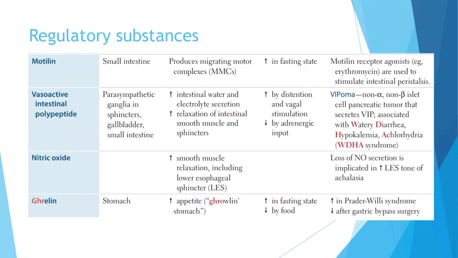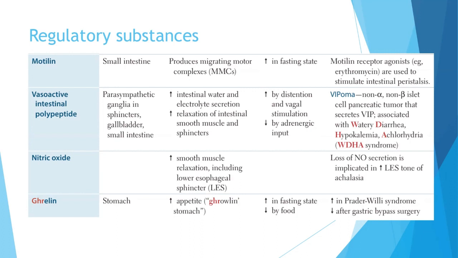Motilin is released from the small intestine, and this produces the migratory motor complexes. That is, they increase the migration or the peristalsis of the small intestine. The vasoactive intestinal peptide is released from the parasympathetic ganglia in the sphincters, gallbladder, and small intestine. They increase the water and electrolyte secretion in the intestine.